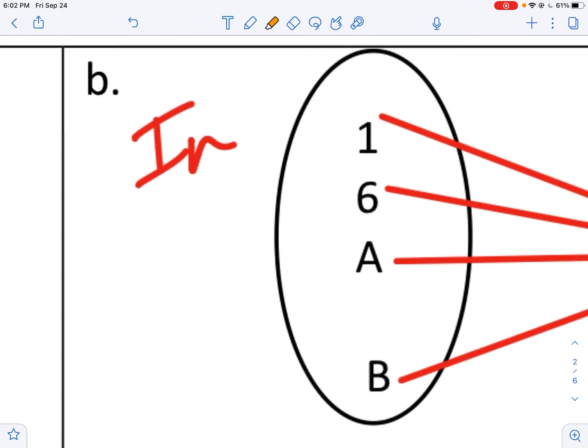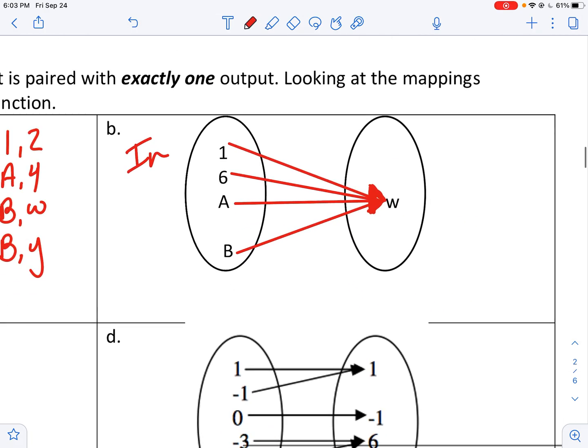So I'm going to cover up the outputs. Look at your inputs. Does 1 have a single output arrow? It does. Does 6 have a single output arrow? Yes. Does A? Yep, A has 1 output arrow. And so does B. It doesn't matter where they go, as long as each one just has a single output arrow coming out of it.